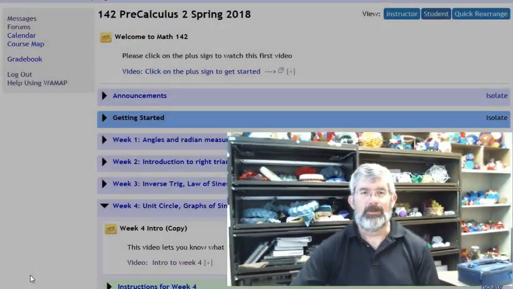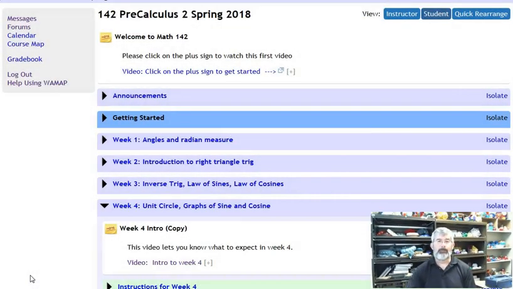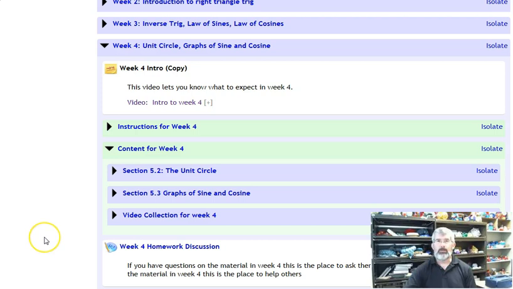I'm going to get myself out of the way so we can take a look at what to expect this week. So, this week we travel back in the textbook to chapter 5. Some instructors do chapter 5 before chapter 6. Imagine that. Because they see the unit circle as a way to introduce trig.